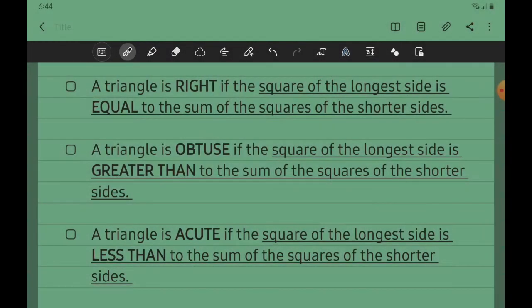Today, we're going to talk about the Pythagorean Inequality Theorem, and we are going to learn how to identify if a triangle is right, acute, or obtuse. So let us have this. A triangle is right if the square of the longest side is equal to the sum of the squares of the shorter sides. So let us represent the longest side as letter C.